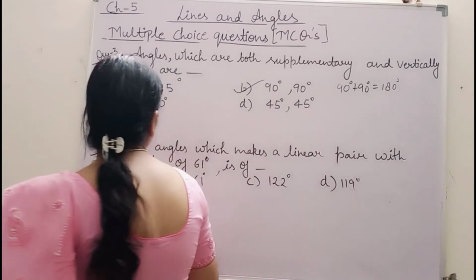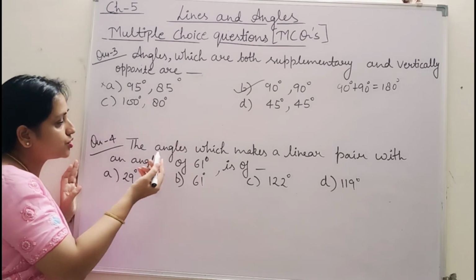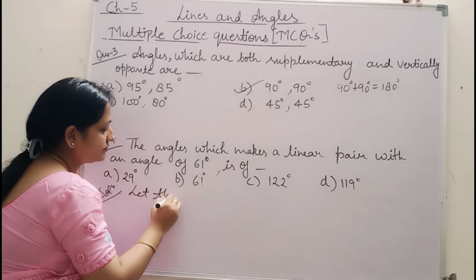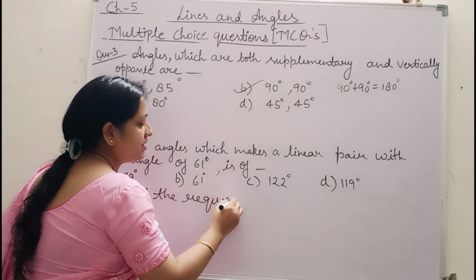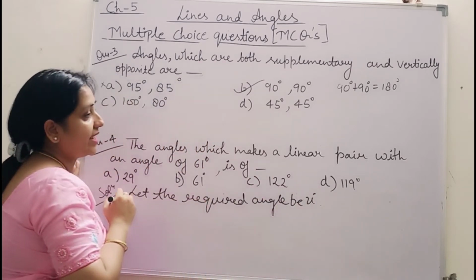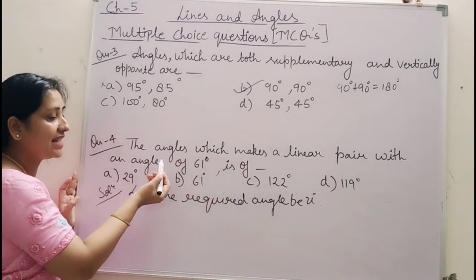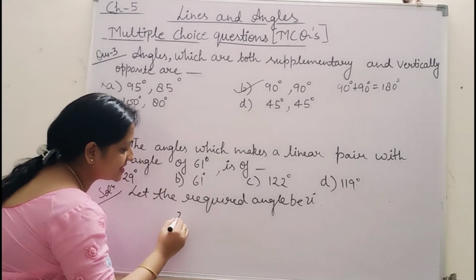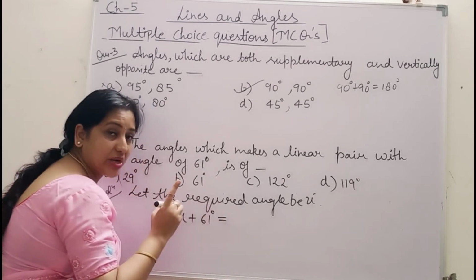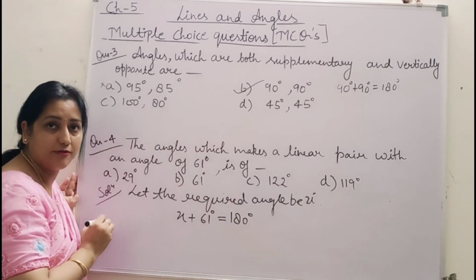Now question number 4. The angle which makes a linear pair with an angle of 61 degree is. Let the required angle be x degree. According to the question, angle x makes a linear pair with an angle of 61 degree. It means x plus 61 degree makes a linear pair, and we know that a linear pair means the sum is 180 degree. So now we have to find the value of angle x.